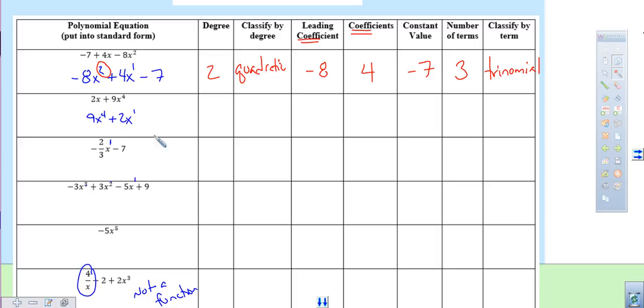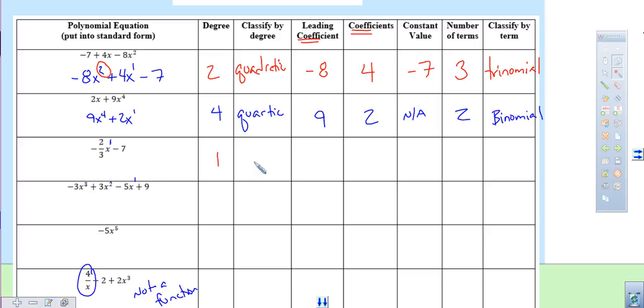All right, second one. My degree is 4. We classify that as a quartic. The leading coefficient is a 9. The other coefficient is a 2. And for the constant we'll say NA. There's not a constant because there doesn't exist a number without a variable on it. There are 2 terms, so we call that a binomial.